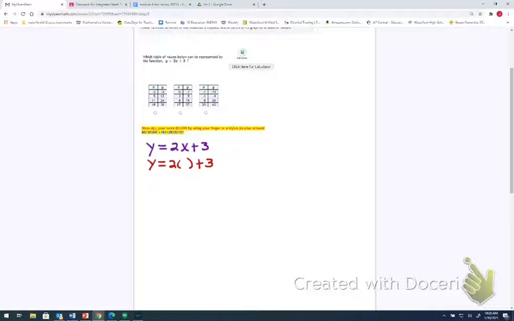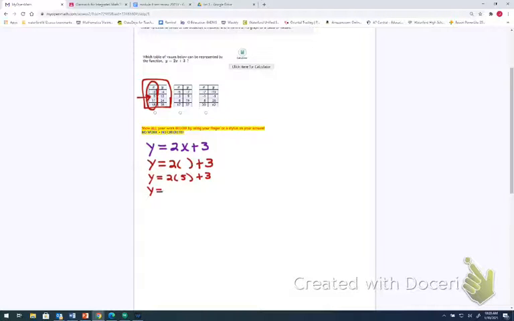Now I'm going to go to the first table. I'm going to go to this table right here, and I'm looking at the numbers, and I'm going to pick one of the x's. The first x is -3, and I don't really want to do a negative, so I'm going to pick 5. I'm going to pick the x that says 5. So I'm going to do y equals 2 parenthesis 5, close parenthesis, plus 3.